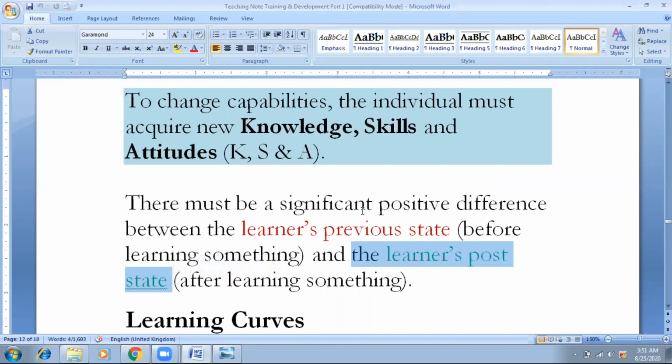If there is no significant positive difference between the learner's previous state and the learner's post state, then the learning did not happen. Learning did not happen. So now you are learning.